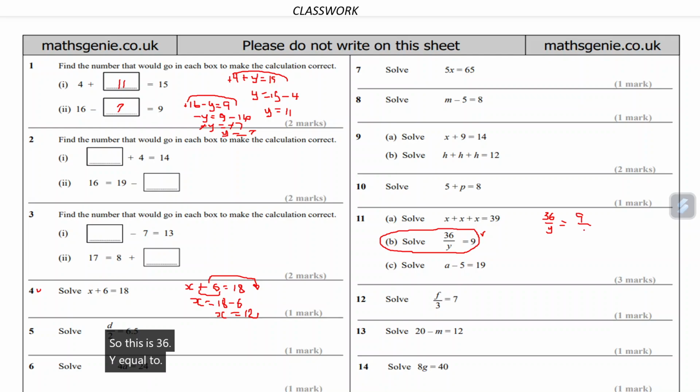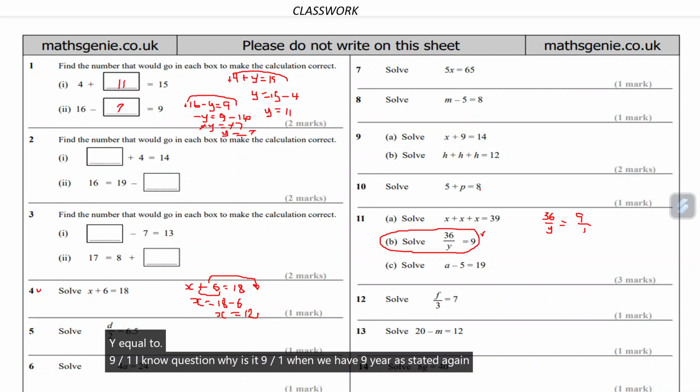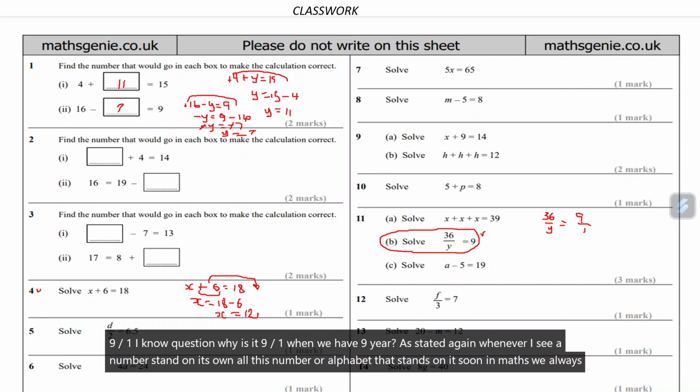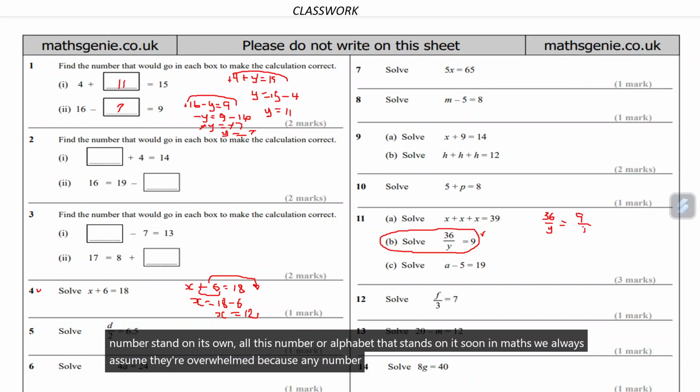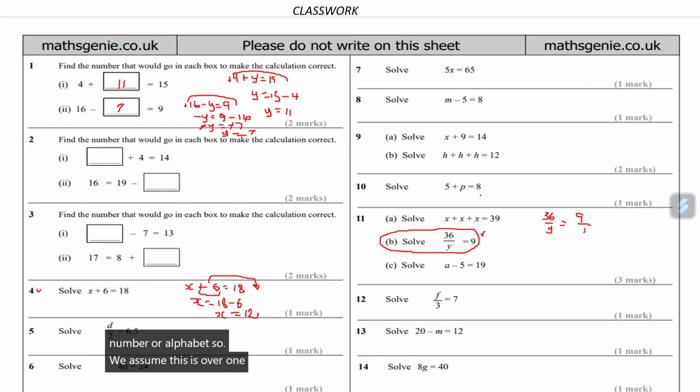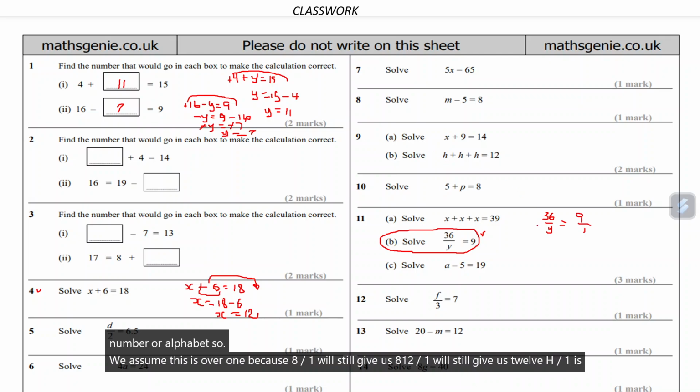9 over 1. I know some will ask, why is it 9 over 1 when we have 9 here? As stated again, whenever you see a number or alphabet that stands on its own, in maths, we always assume it is over 1, because any number or alphabet over 1 is still that number or alphabet. So 8 divided by 1 will still give us 8. 12 divided by 1 will still give us 12. H divided by 1 is still H. Please take note of that.